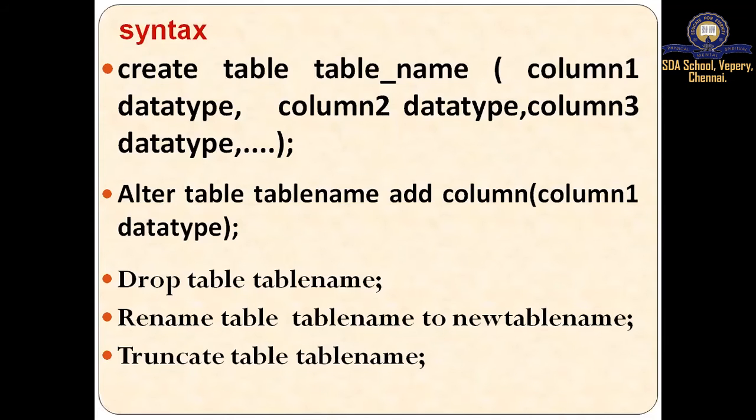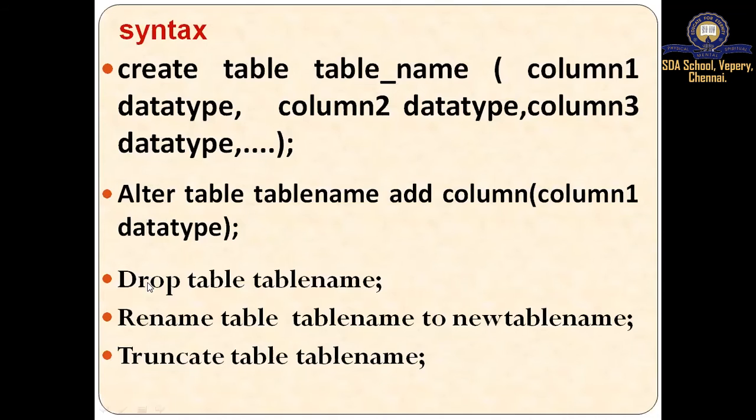Alter is a keyword followed by table, name of the table, add column, column name, data type. See, alter command can modify the structure of a table. What is the structure? Suppose a table contains 5 columns already, you are going to add the 6th column. Yes, you can add the 6th column by using alter command.